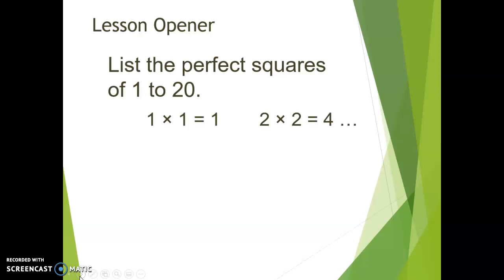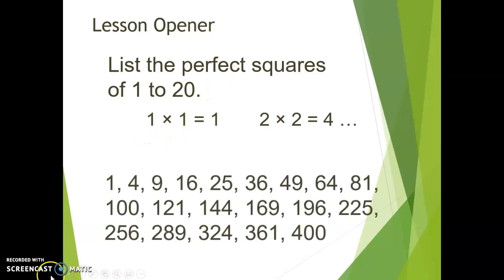Think about perfect squares. We've got two numbers. 1 times 1 equals 1. We've got 2 times 2 equals 4. We know perfect squares are when we take a number times itself. So if you think about the shape of a square, we know a square is equal on all 4 sides. And if we were to find the area of that square, we would take 1 times 1. And that gives us 1.